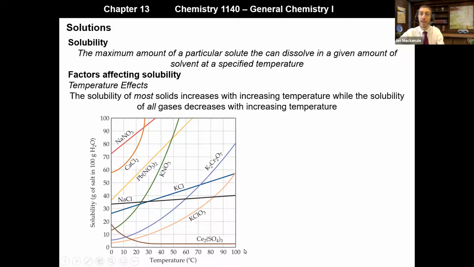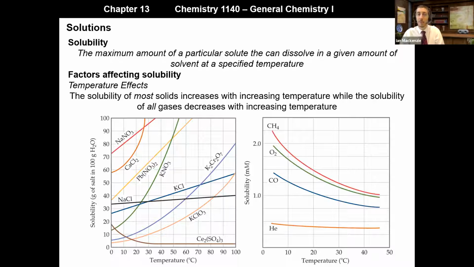And that depends on the identity of the solid and some factors that are maybe a little bit beyond the scope of this particular course. And you can even see that for some rare cases, here we've got cerium sulfate, the solubility actually decreases with increasing temperature. But for most solids, the solubility will increase with increasing temperature. Gases, on the other hand, for all of them, the solubility decreases with increasing temperature.